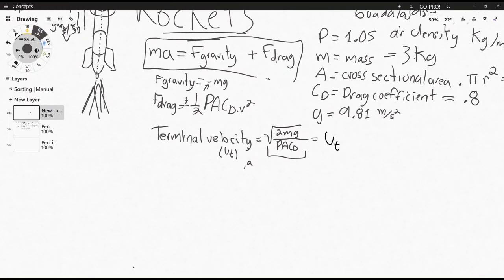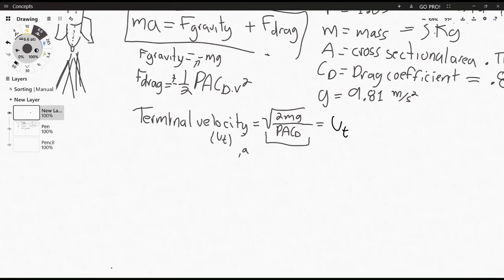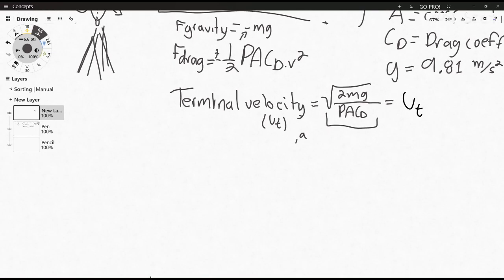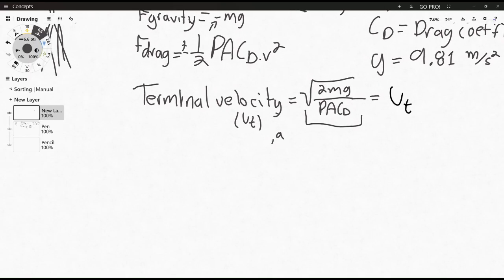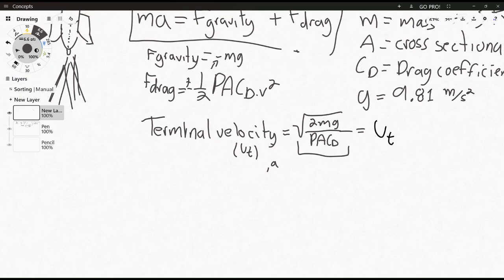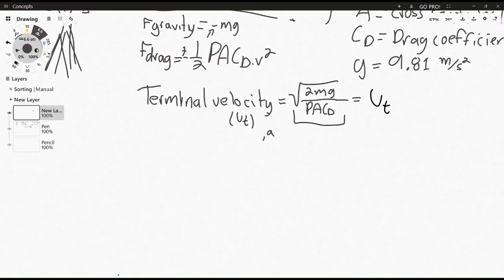I'm going to use the motion law, which is the net force equals the mass times the acceleration. I'm going to use a couple of other formulas, like this one, which is terminal velocity, to define when the drag force and the gravity are equal to each other, so they kind of even out the calculations.